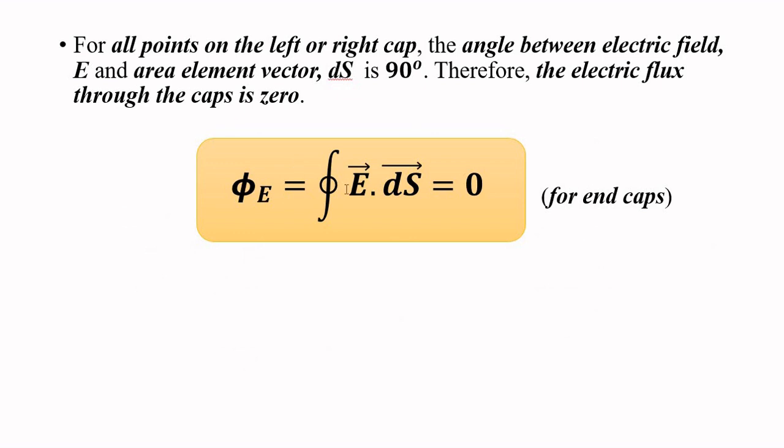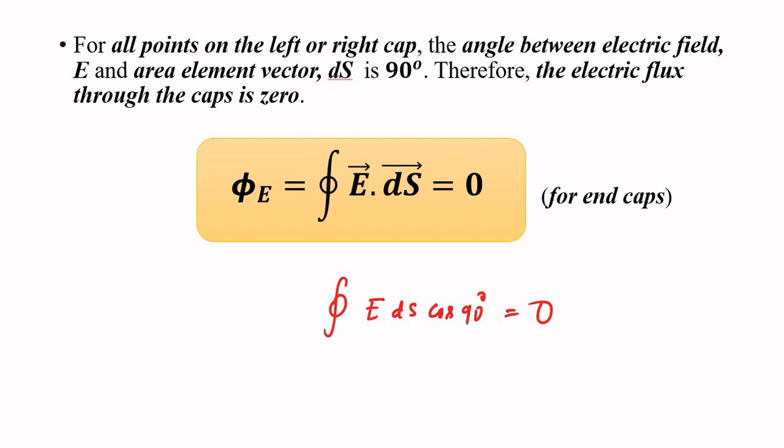So if we apply the concept of electric flux, that is the surface integral of E vector dot ds vector, it will be 0, because it is the dot product, that is E ds cos 90 degrees, which is equal to 0. So for all the points on the left and the right end cap, the electric flux is 0. No electric field lines are passing through the end caps.